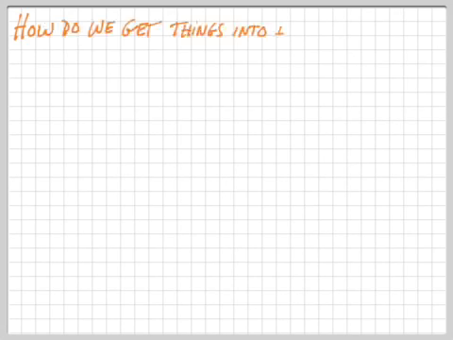Now, it would be really nice if it was always like one thing times another thing in parentheses, like x minus 5 and x plus 2. But it's not going to be that way. So what do we have to do? We have to factor.